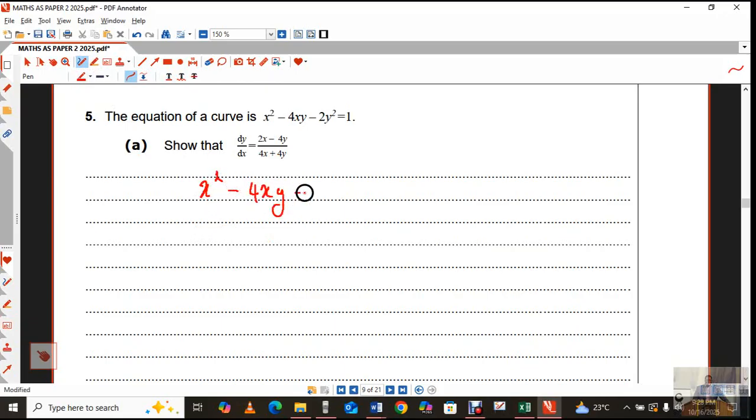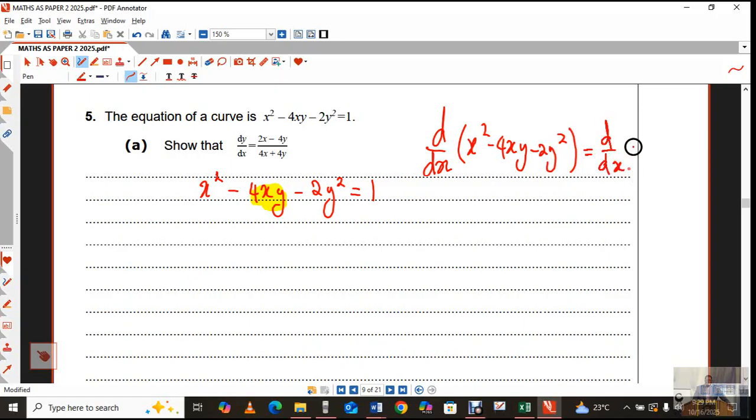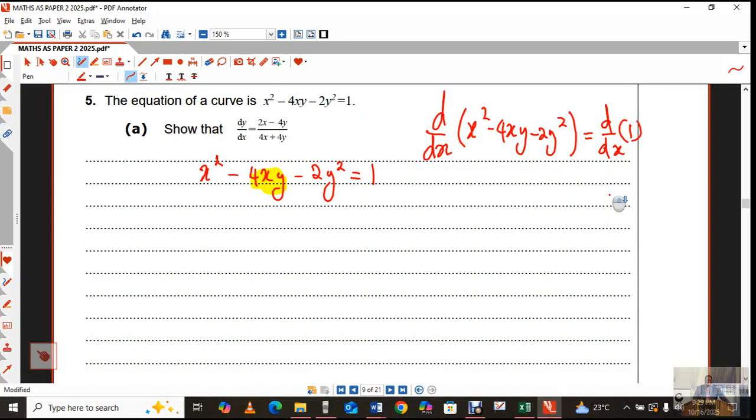I'm just going to write it down here again. Here, when I differentiate, I'm going to use the product rule. So this is going to be very handy, the product rule. Again, the product rule is attached to your formula sheet. So this is like d by dx of everything here, x squared minus 4xy minus 2y squared, and that should be equal to d by dx of 1. And the derivative of 1 is going to equal 0. So we're going to differentiate each term as we normally do.